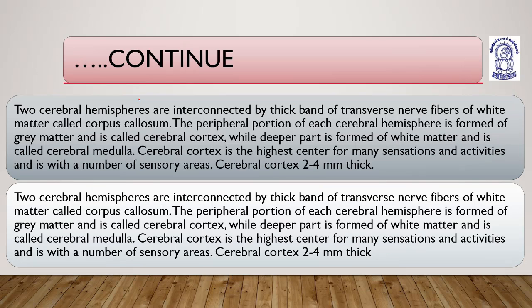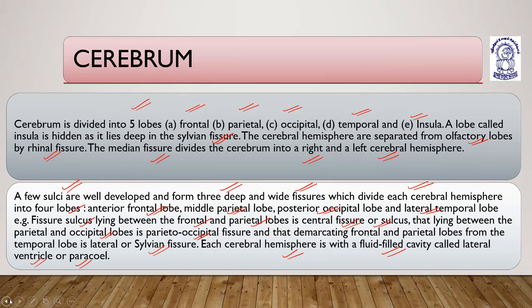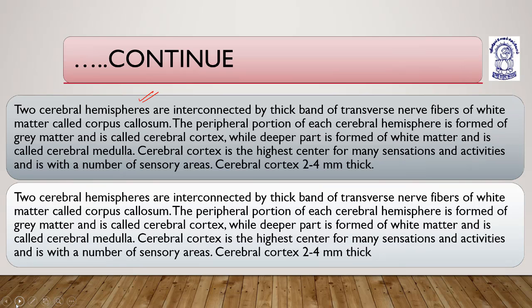Two cerebral hemispheres are also separated by the median fissure. Okay. Two cerebral hemispheres are interconnected by a thick band of transverse nerve fibers of white matter called corpus callosum.